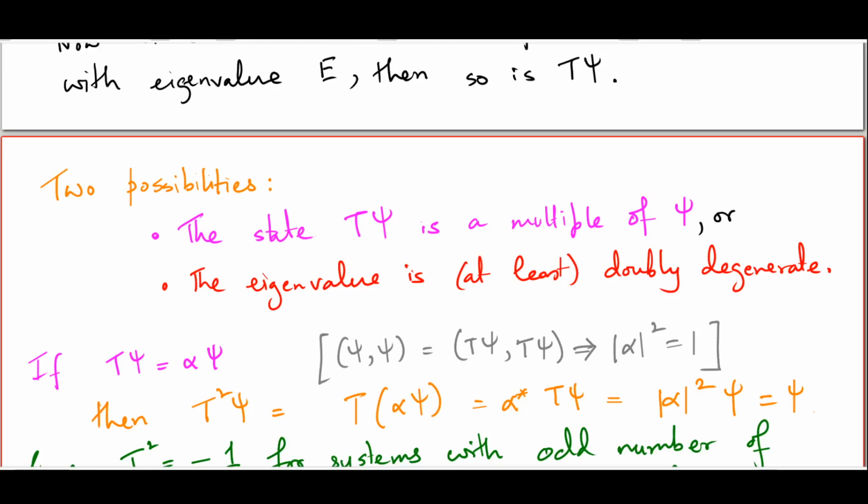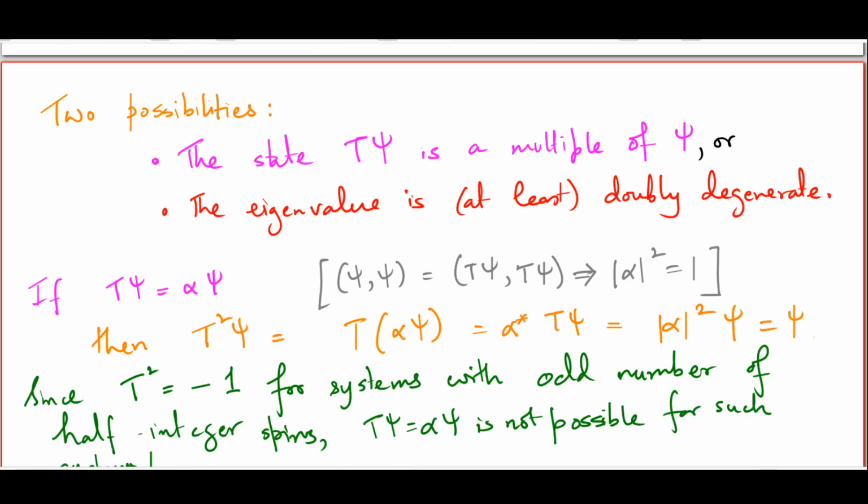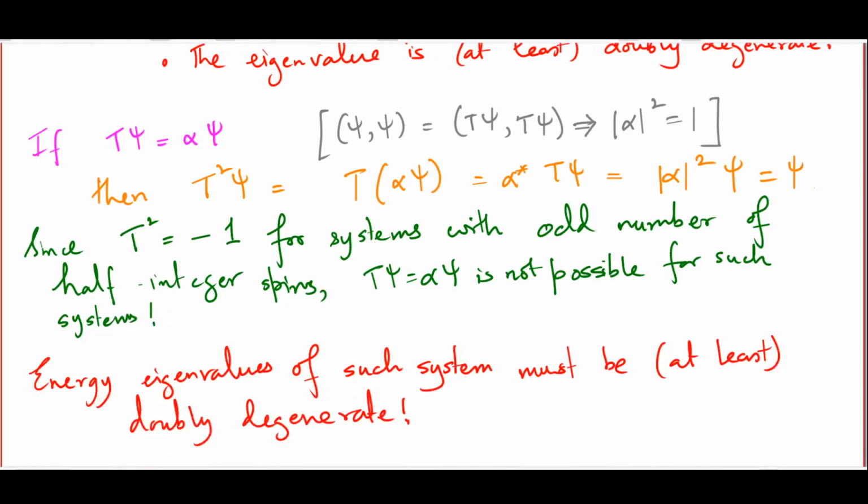So notice that our result that for a system with an odd number of half-odd integer spin particles, T squared must be minus 1, actually rules out the possibility that T psi is going to be alpha psi. If T psi had been alpha psi, T squared psi would have to be equal to psi. So for the kind of systems we are talking about, T psi equal to alpha psi is not possible, and hence the other possibility is the one that comes up. The eigenvalue must be at least doubly degenerate.